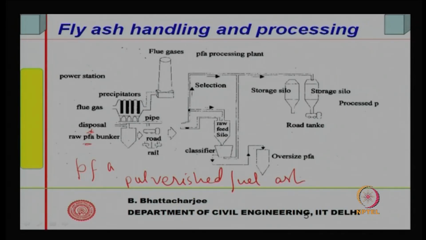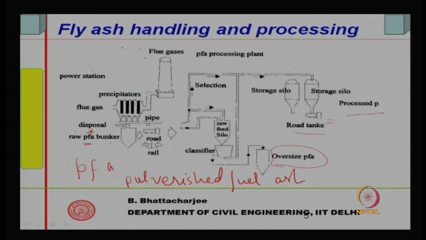So, this is from the chimney, the flue gas through the precipitator, where fly ashes are collected and transported, and then you can put it into a classifier. If you put it into a classifier, different size fractions can be separated. Some may be taken straight to the storage silos and transported through road tanker to various kinds of processes, and here the oversized ones can be collected.